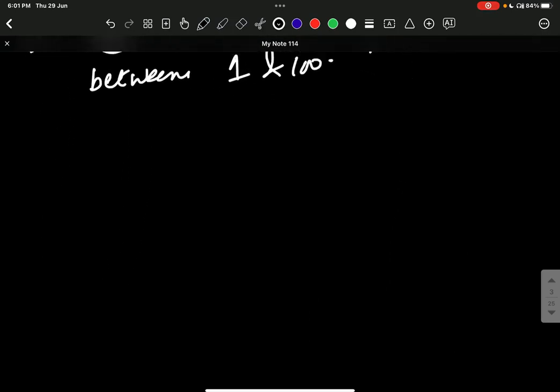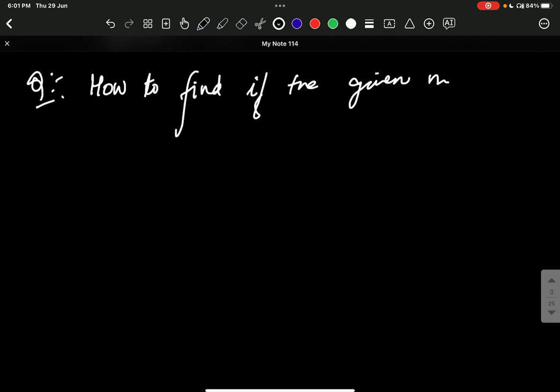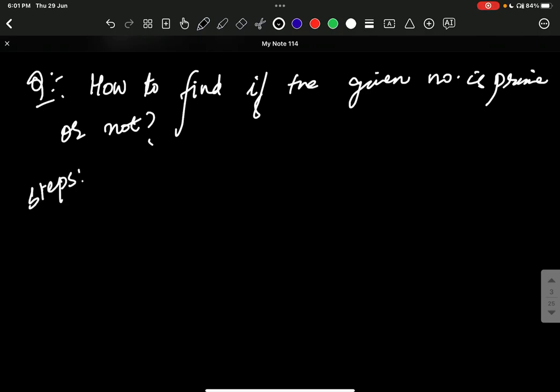Next, there is a question, that is how to find if the given number is prime or not. How will we know whether it is prime or not? So you people must be knowing that there are certain steps. Please note it somewhere just for the sake of practice, the steps that you have to keep in mind. The first step is that you have to select the least integer.